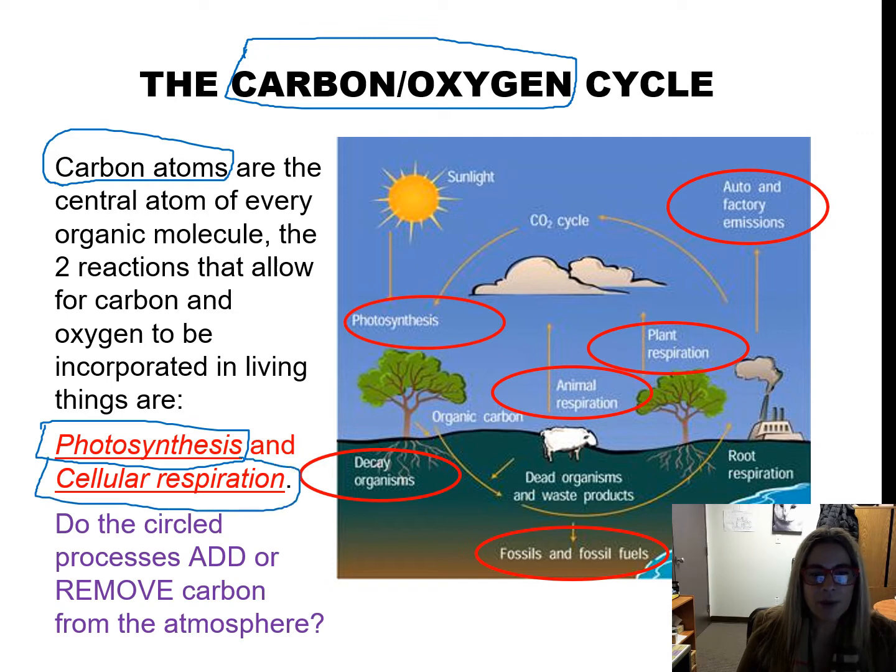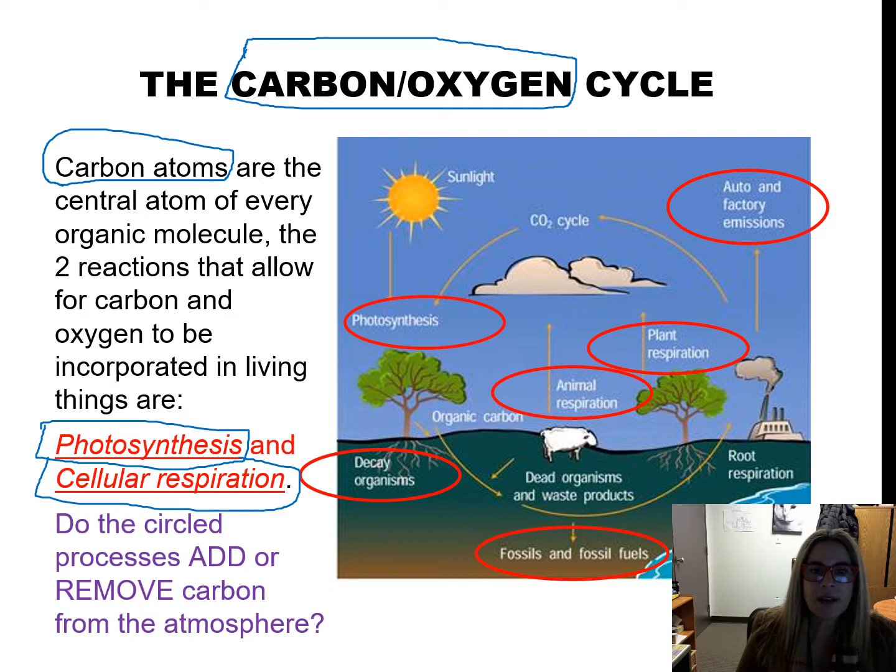And remember, cellular respiration will occur in all living things as they convert stored glucose into ATP for metabolic processes. So what I want you to think about in terms of this diagram is, do the circled processes add or remove carbon to the atmosphere? And so we again see this cycle, and we're just going to talk about this graphic a little bit.